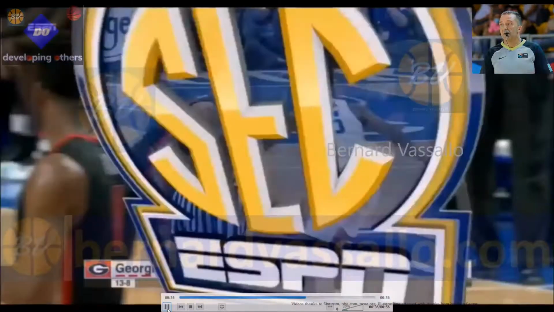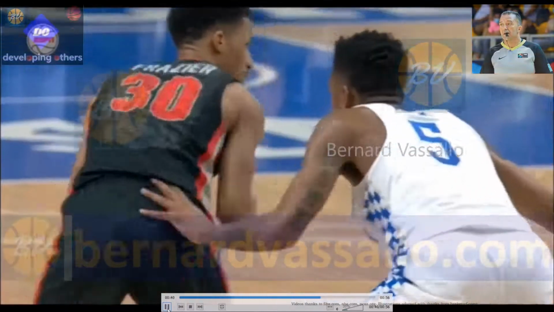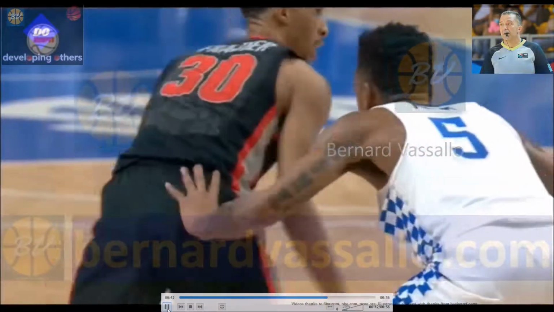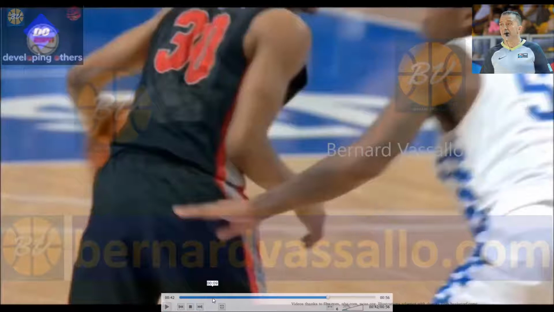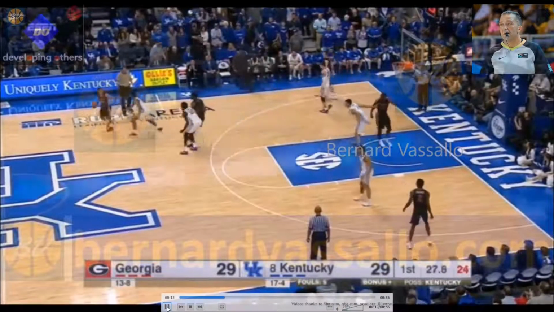But as we're going to see in this play, white 5 is placing the arms a number of times on the offensive player, with the offensive player also swiping the hands away every single time. Let's review this again in game time mode.